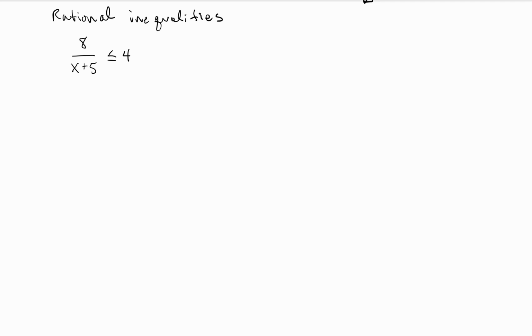What do you do when you have a rational inequality? When you have a rational inequality, you have to think of two possibilities. Either our denominator is positive or our denominator is negative. So basically, we're going to have to solve this. I've got a rational here, 8 over x plus 5 less than or equal to 4. I'm going to have to solve it twice. Let's assume it's positive over here, and we'll assume it's negative over here.